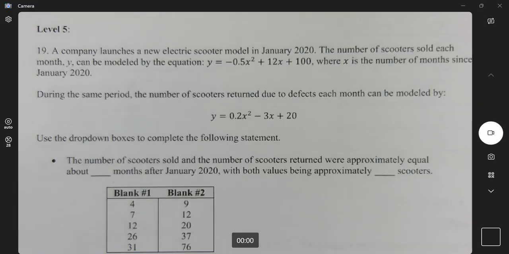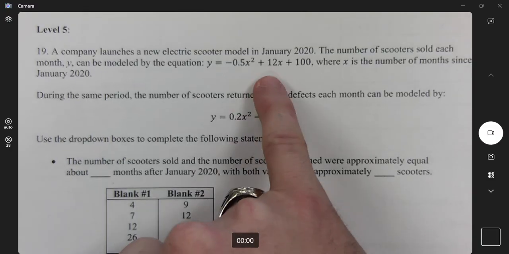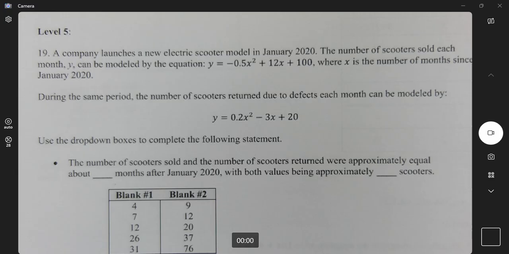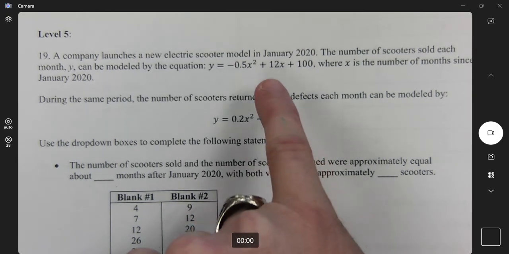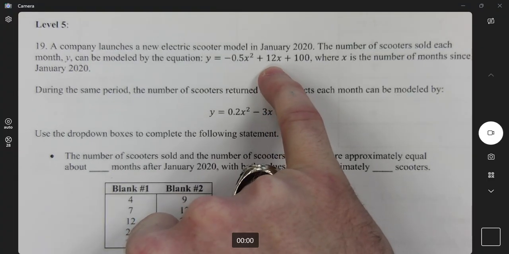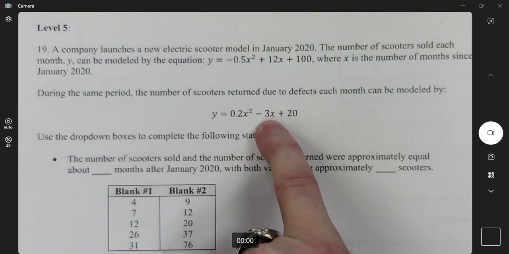A company launches a new electric scooter model in January 2020. The number of scooters sold each month, Y, can be modeled by this equation where X is the number of months since January of 2020. During the same period, the number of scooters returned due to defects each month can be modeled by this equation. So this one shows us how many were sold. This one shows us how many were returned.